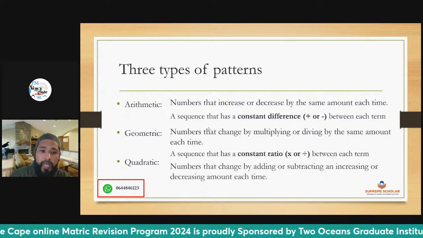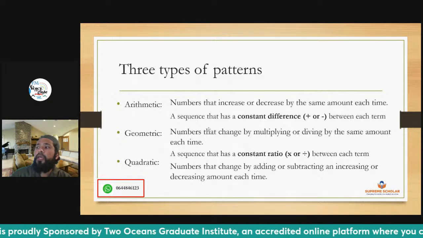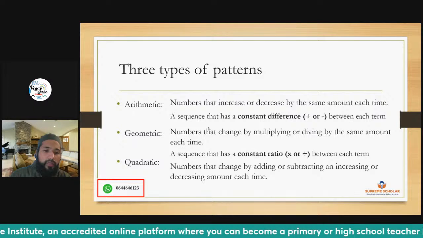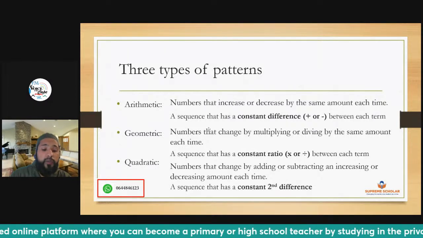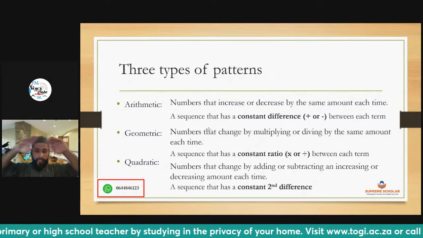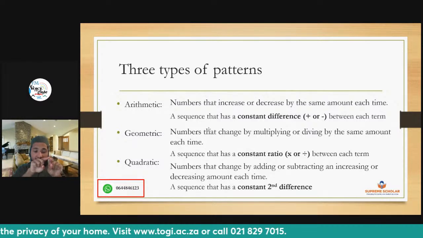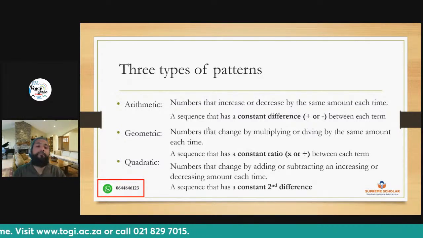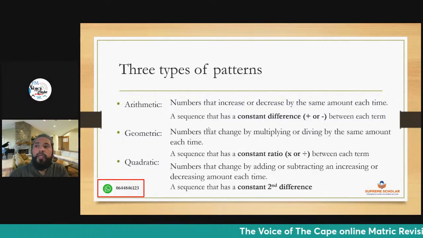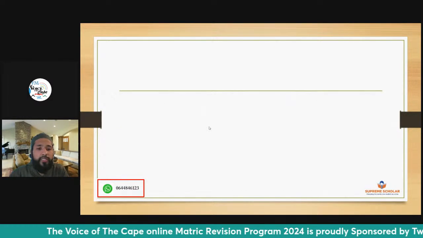Right? And a quadratic pattern is simply numbers that change by adding or subtracting, where the amount increases or decreases each time. What does that mean? It means it is a sequence that has a constant second difference. So you have the pattern, and you have the first differences between the terms. For a quadratic pattern, the first differences are not the same, but the differences between those differences are the same. That's what we mean by second difference. That is the simplest distinction between these three patterns that you need to know. And for today's session, we're only going to be looking at some examples of the arithmetic pattern.